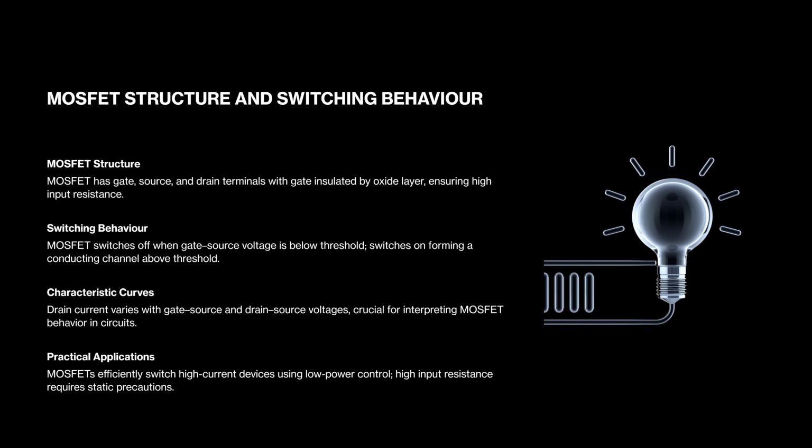A MOSFET has 3 terminals: gate, source, and drain. The gate is separated from the semiconductor channel by a thin insulating oxide layer, giving the device an extremely high input resistance. When the gate source voltage is below the threshold voltage, no conducting channel exists and the MOSFET is effectively switched off. When the gate source voltage exceeds the threshold voltage, electrons are attracted to the region beneath the gate, forming a conducting channel that allows current to flow from drain to source. This makes the MOSFET an efficient electronic switch that can be controlled by a very small input current.